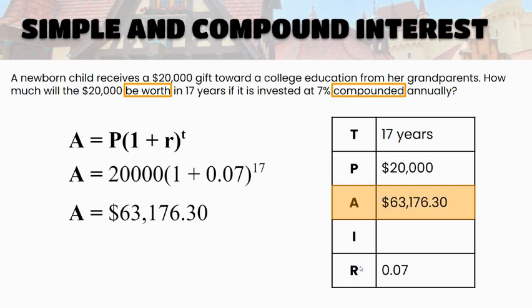Now, again, just for fun, we're going to find the interest. Well, if I find the total amount, to find the interest, I subtract the principal from the total amount, which is $43,176.30. So if we're compounding annually for a long time, you're going to make a lot in interest.